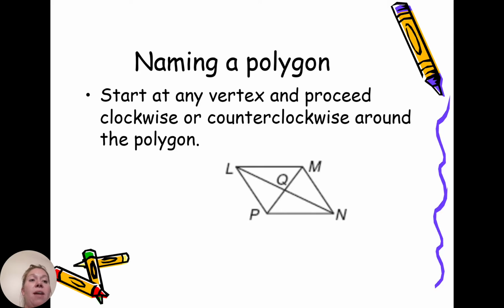We have to talk about naming. We've already started doing this, so it shouldn't be anything too crazy. But when we're naming a polygon, we start at any vertex. Wherever your heart desires, doesn't matter, right? So you could start at L, you could start at M, you could start at N, you could start at P. Again, vertexes are the points of your quadrilateral, the shape that you're talking about. What matters, though, is that you have to go in order consecutively from wherever you start.